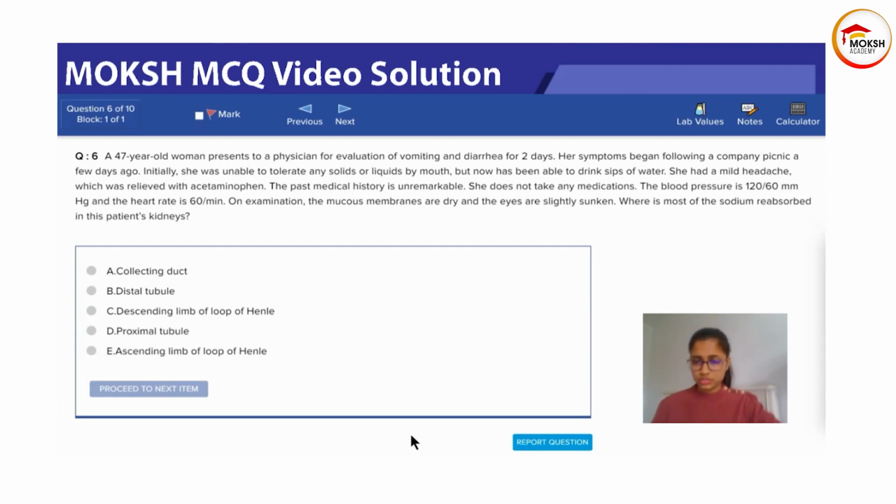Past medical history is unremarkable. She does not take any medications. Blood pressure 120/60, heart rate 60. On examination, the mucous membranes are dry and eyes are slightly sunken.